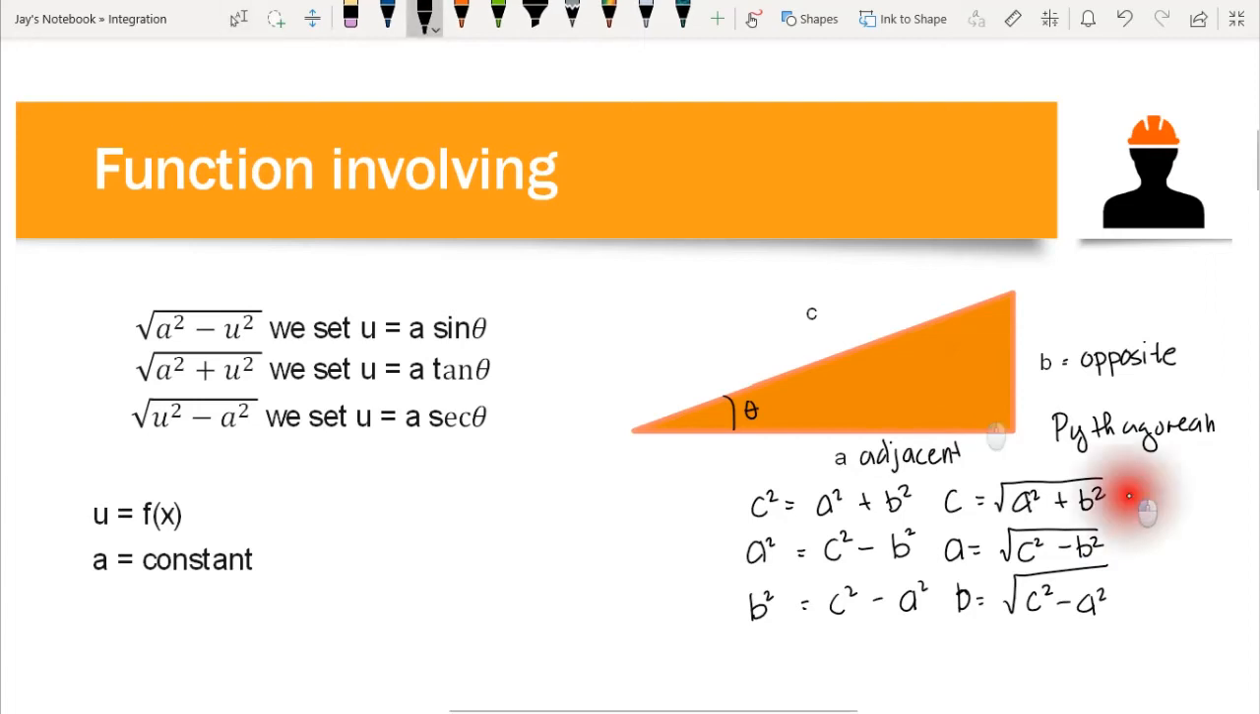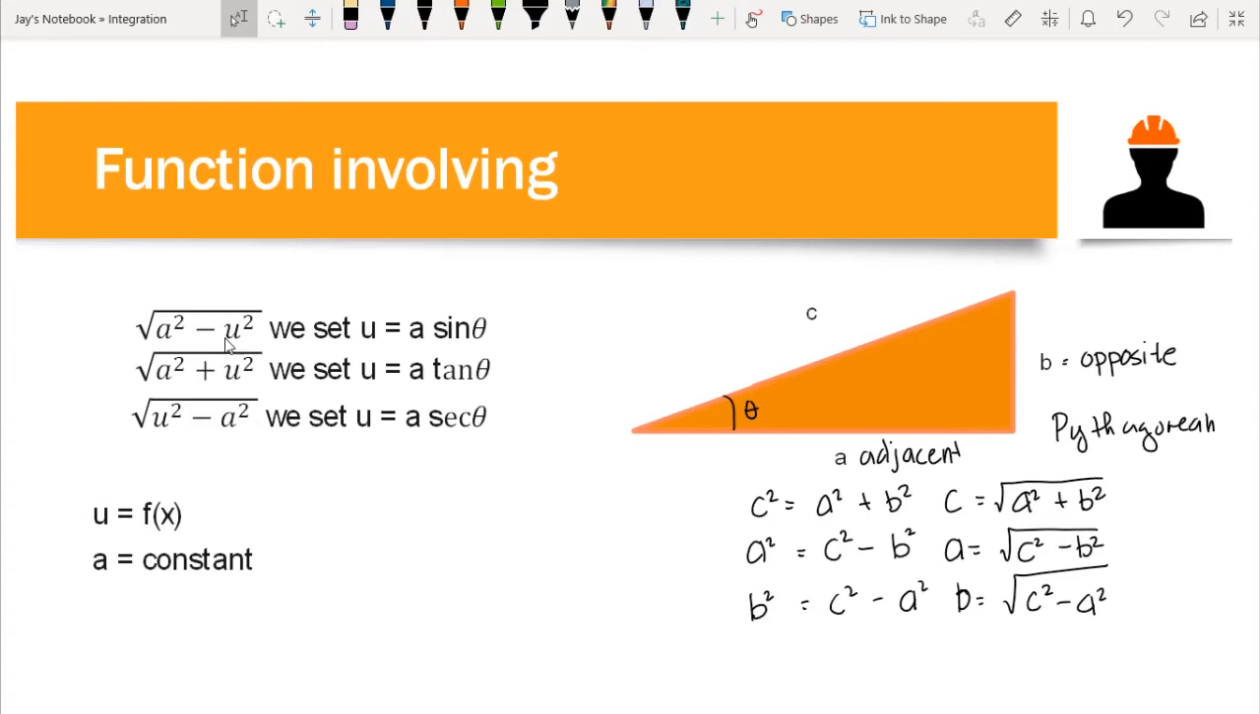Now how are we going to use this to integrate functions? Take note, if we have a function that involves the square root of A squared minus U squared, the square root of A squared plus U squared, or the square root of U squared minus A squared, wherein U here is any function of x and A here is a constant, then that is our hint that we should apply trigonometric substitution. That's our clue that we need to apply trig substitution in evaluating that integration.